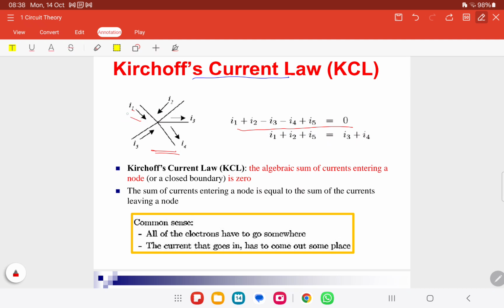I1, I2 and I5. So I1, I2, I5 plus, comes in plus. Okay, goes out minus. Opposite direction lah. Okay, and this is important, equal to 0. Lepas tu because equals to 0, barulah kita bawa yang ni pergi sebelah, yang ni pergi sebelah. Okay, basic maths.